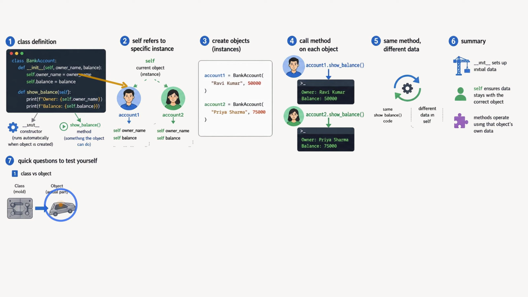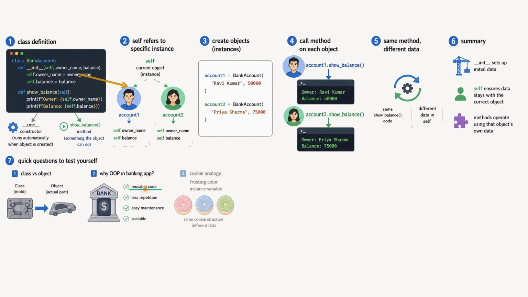Second, why use OOP for a banking app? It gives us reusable code and makes maintenance much easier. Third, remember our cookie analogy? The frosting color is an instance variable. It's the data that makes each individual cookie unique, even though they share the same base structure.